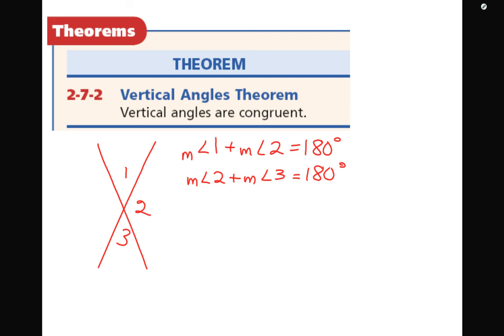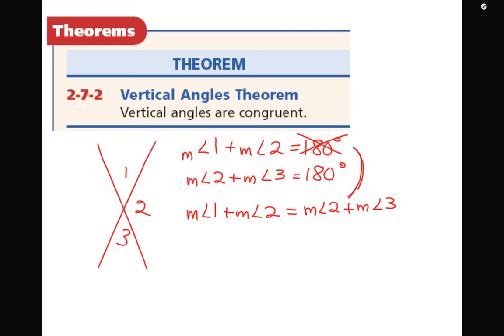I can put those together. They're both equal to 180 degrees. We could substitute. I'm going to do measure of angle 1 plus measure of angle 2 equals... But I'm going to take out this 180 degrees and replace it with something that's equal to 180 degrees. What else is equal to 180 degrees in this problem? Measure of angle 2 plus measure of angle 3 is.